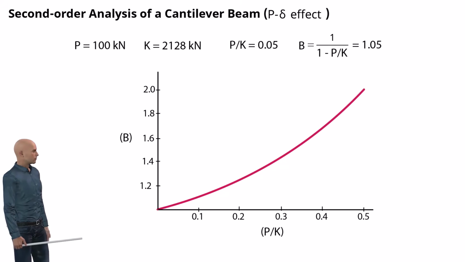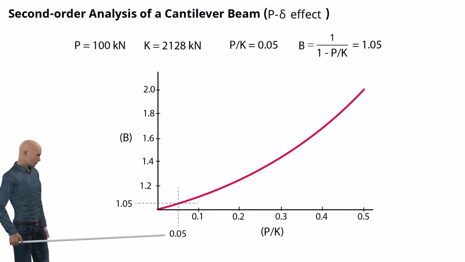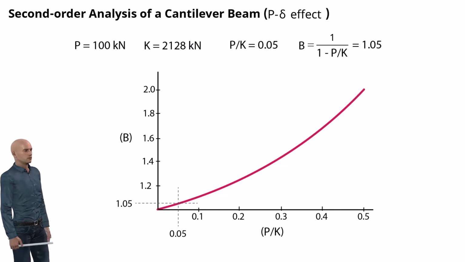This graph shows how the amplification factor varies with the ratio P over K. In our example, P over K is about 0.05. That gives us an amplification factor of about 1.05. But as P over K increases, the amplification factor rises much more rapidly. This is why second-order effects matter in design. For less rigid members under significant axial compression, the small P delta effect can noticeably increase the design moment. So, when designing individual members, we should account for this effect to avoid under-designing the member.